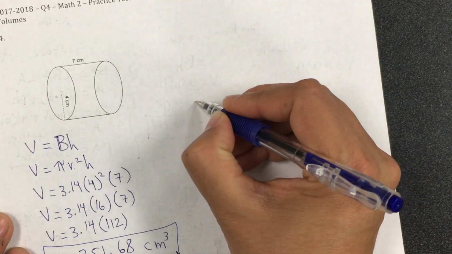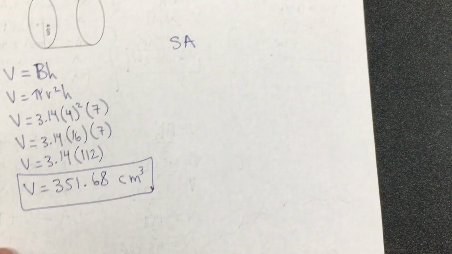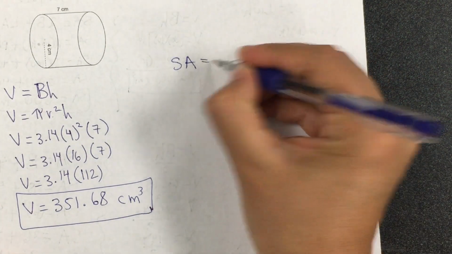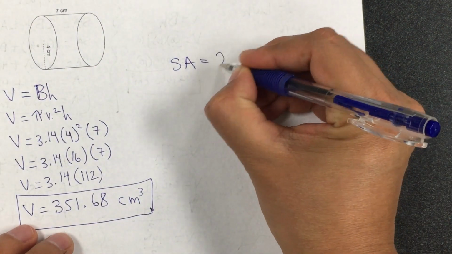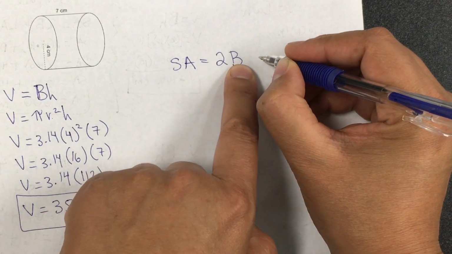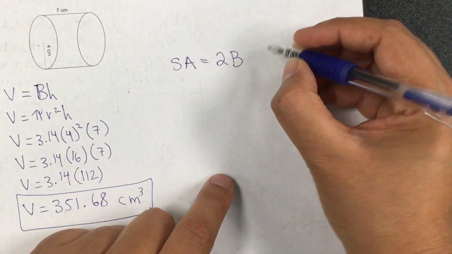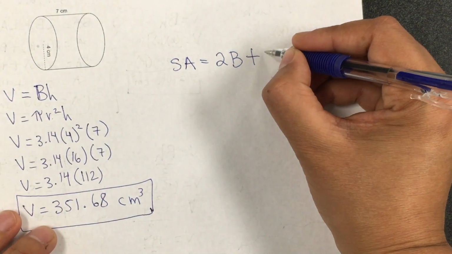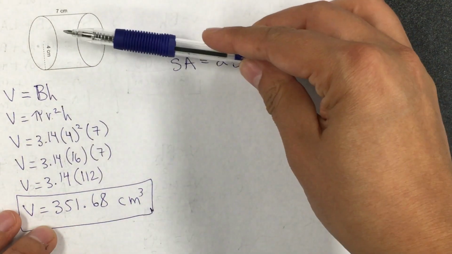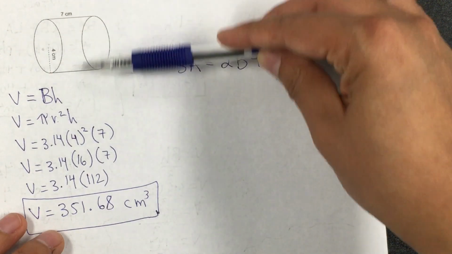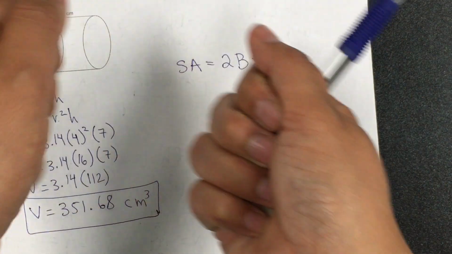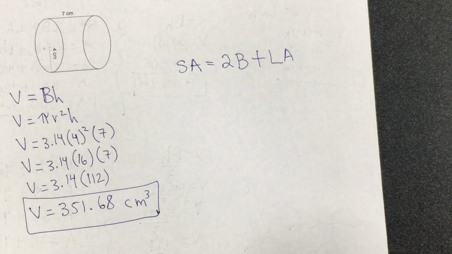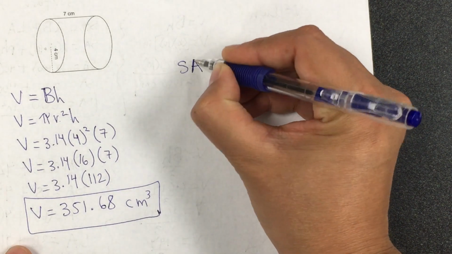Surface area. For the surface area, you're going to find 2 bases, the 2 circles at the bottom and the top. So it's 2 bases, meaning find the area of the base and multiply it by 2 because it's 2 of the same circle, plus the lateral area. That is like if you're looking at a can of corn, there is paper rolled around it. The lateral area is the paper. If you take it out and unfold it, it becomes a square or rectangle, depending on the length and height.